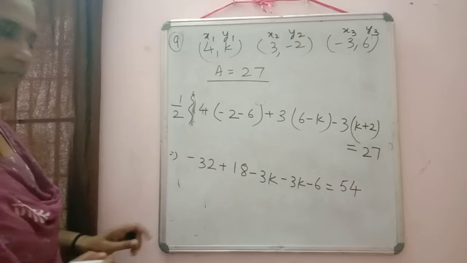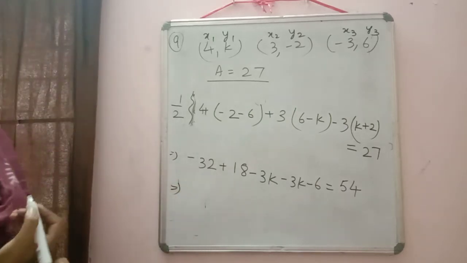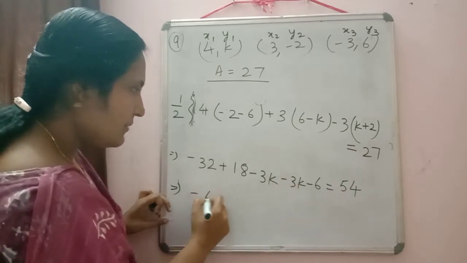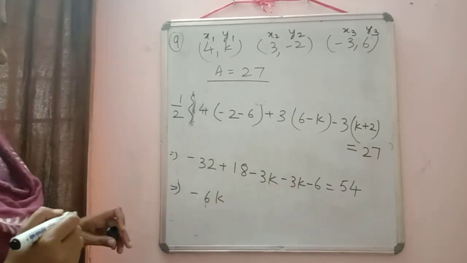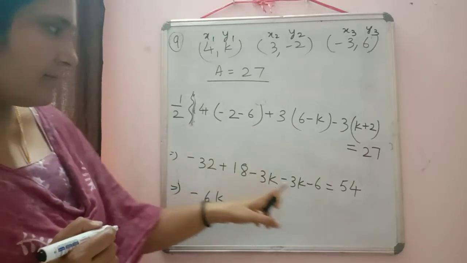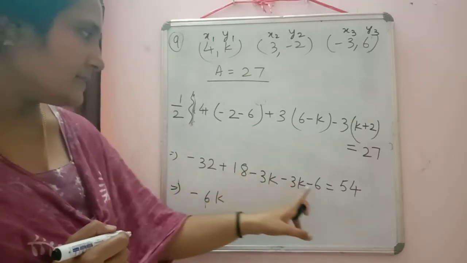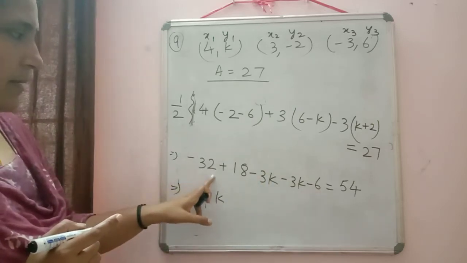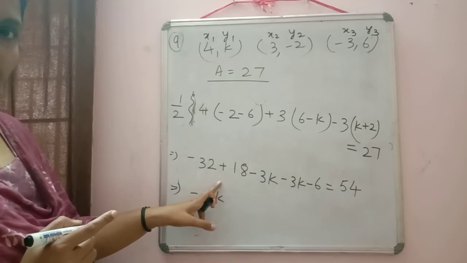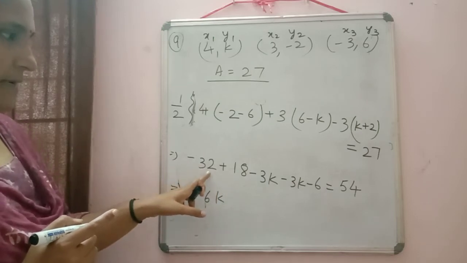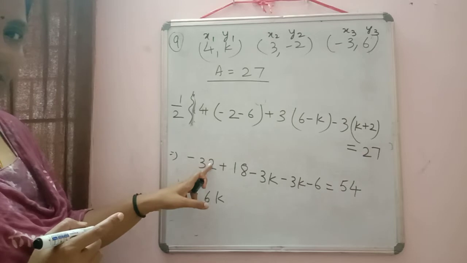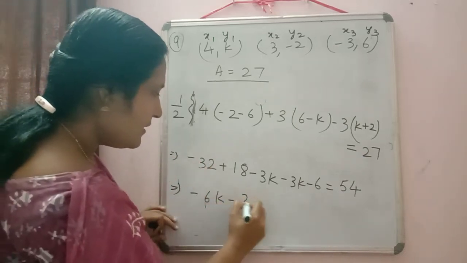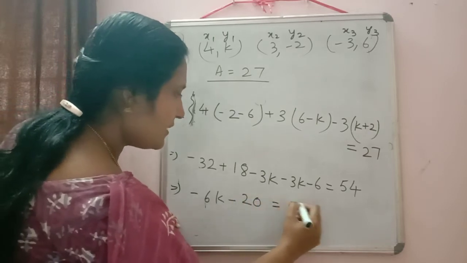First we simplify it, and after that I will explain how we can do this question. Minus 3k minus 3k will be equal to minus 6k. Remaining, 18 minus 6 is equal to 12. And minus 32 plus 12 is minus 20. So what we are getting here is minus 6k minus 20 is equal to 54.